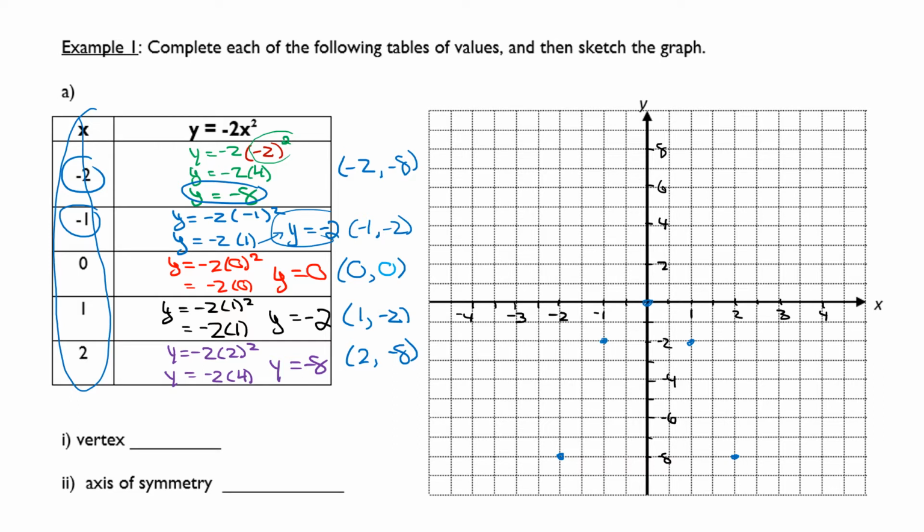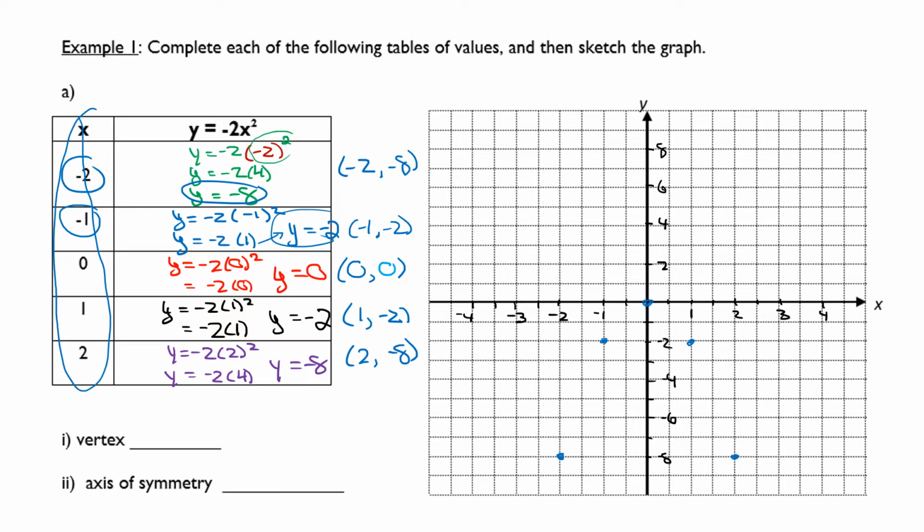So that is, of course, a parabola. And we know it's a parabola, we know it's that U shape, because the equation, remember the key features, has an x to the power of 2 in it. So it has to have that bend, that curve. It's not a line, it's a quadratic. So let's connect the dots, and it's got to be a smooth curve.